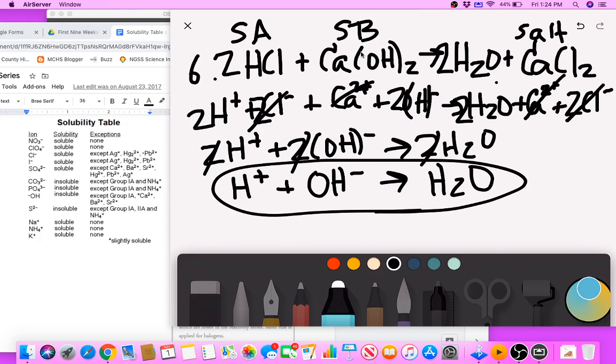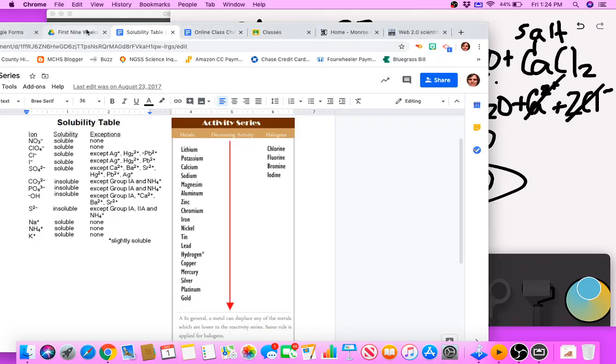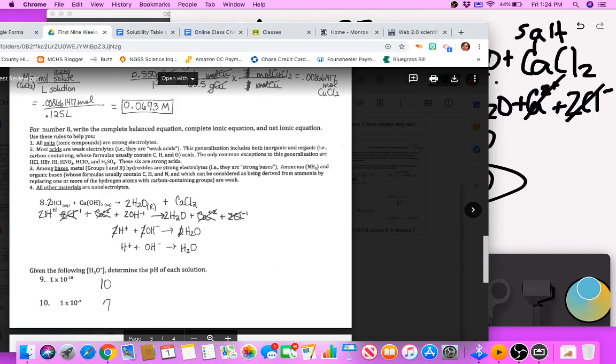So that's the reason why, even though we had a strong acid and a strong base, we did not get this as our final net ionic equation: because the BaSO4 was not soluble. This CaCl2 is soluble. So if you have a strong acid, a strong base, and your salt is soluble, this will be your final net ionic equation. All right, let's see if we did that correctly. Yes, we did.